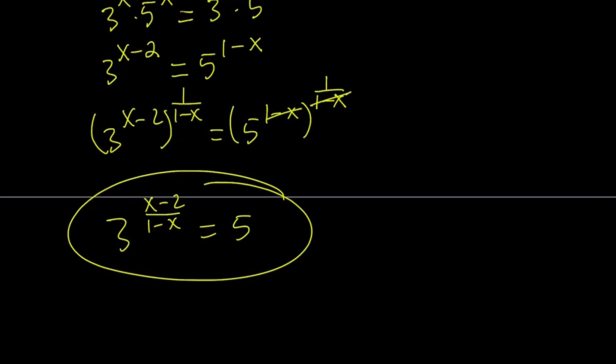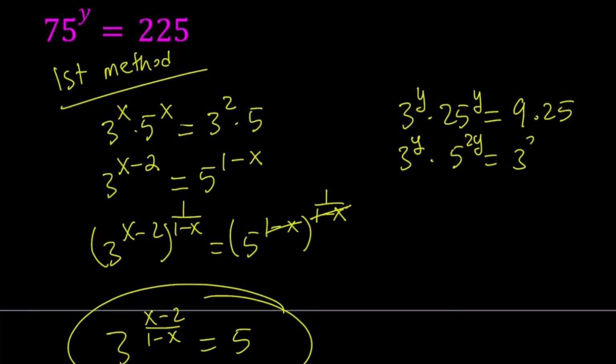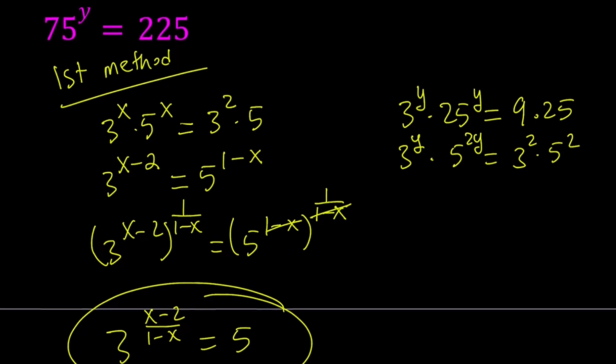Awesome. So we're going to do something similar with the other number, 75 to the power y. So 75 can be written as 3 times 25. So it's going to be 3 to the power y times 25 to the power y. And 225 can be written as 9 times 25, or (3 times 5) squared. But anyways, let me write it as 9 times 25 first, and then I'm going to use the powers. So I can turn this into 3 to the y times 5 to the power 2y. This becomes 3 to the second, and this becomes 5 to the second. I just didn't want to skip that step.